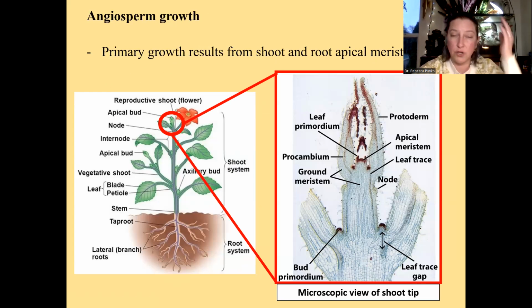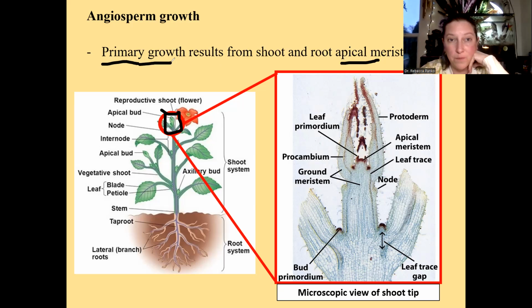This is how you should try to organize your thoughts, right? So primary growth makes, all right, so let's go back for a second. So apical bud has in it apical meristem. Apical meristem is responsible for primary growth. So apical meristem is going to make primary meristems, and the primary meristems are going to make primary tissues.